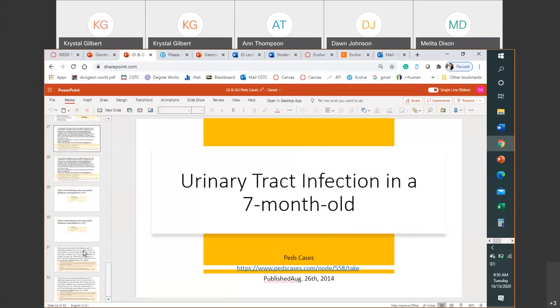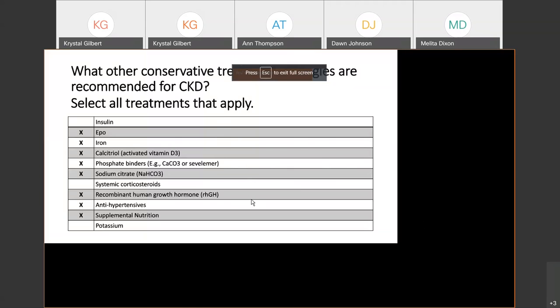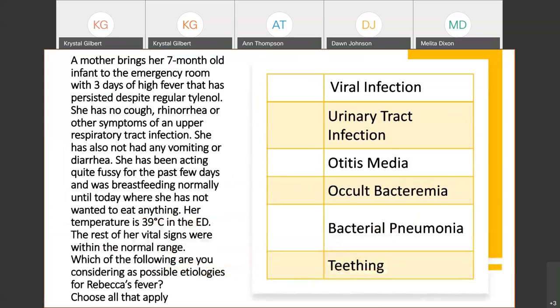Right. I think this is the last one. So, urinary tract infection in a 7-month-old. Mother brings her 7-month-old infant to the emergency room with 3 days of high fever that has persisted despite regular Tylenol. She has no cough, rhinorrhea, or other symptoms of an upper respiratory tract infection. She's not had any vomiting or diarrhea. She's been acting quite fussy for the past few days and was breastfeeding normally until today when she has not wanted to eat anything. Her temperature is 39 Celsius in the ED. The rest of her vitals were within normal range.